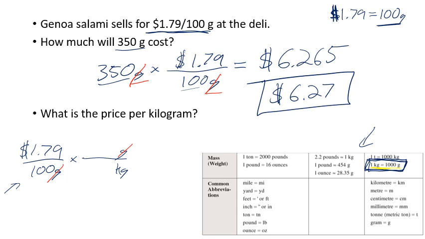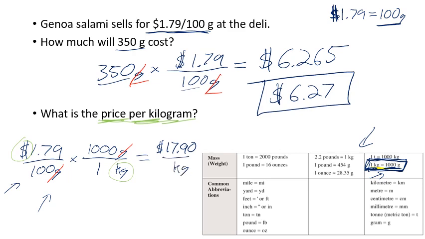And that means I'm going to put in these numbers here. So 1,000 grams goes right there. 1 kilogram goes right here. And now after these two things cancel out, I will have dollars over kilograms, and that's what the question wants. What is the price per kilogram? So I'm going to go 1.79 divided by 100, and then I times that by 1,000, and then you get your answer, which is 17.90. And that's going to be dollars per kilogram. And that's going to be my answer.